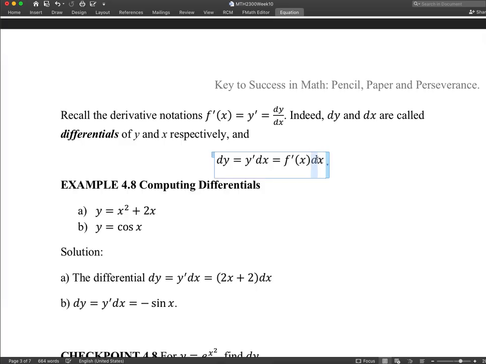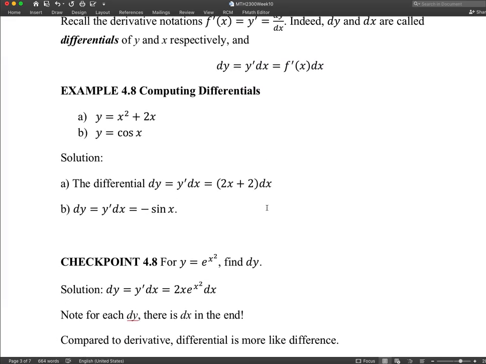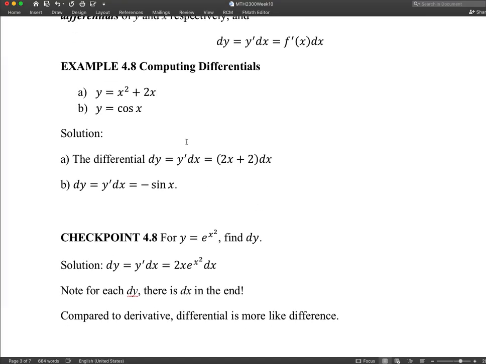It is very important to note that when you write a differential, usually you need to have dx in the end. You need to have dx in the end. Okay, so let's take a look at the examples in the textbook. It's all about computing differentials, find the differentials. This is example 4.8 from the textbook. There are two parts, part A and part B.